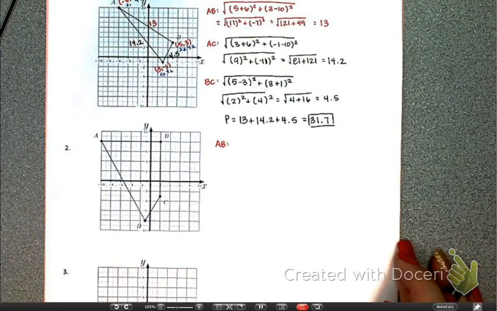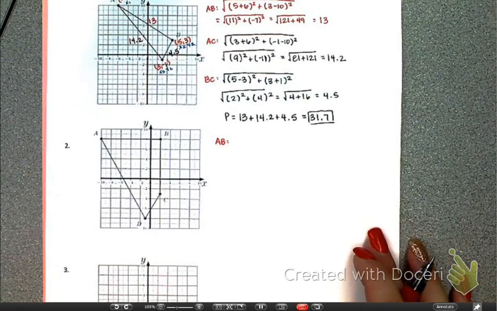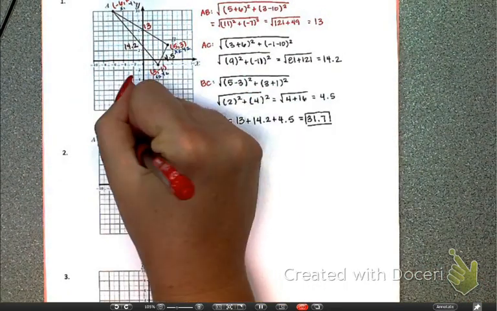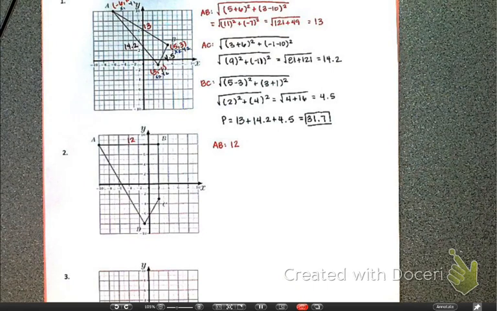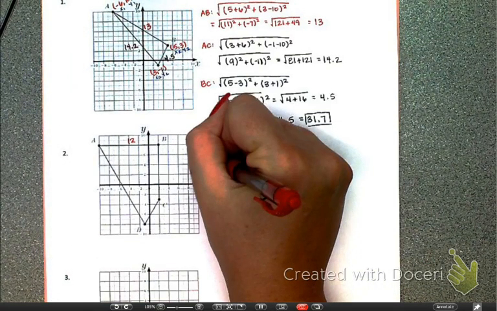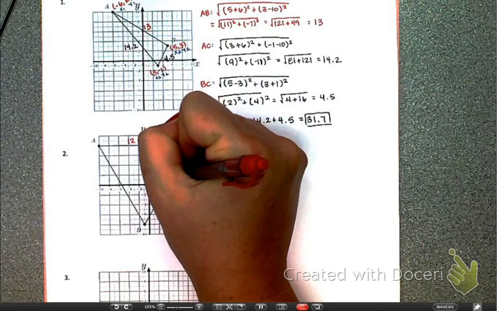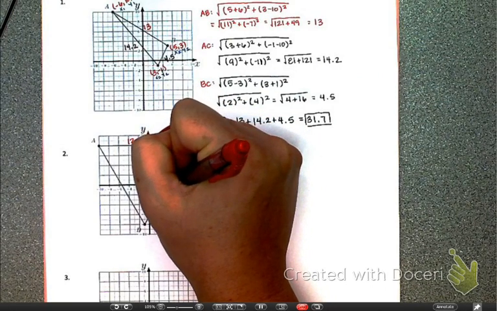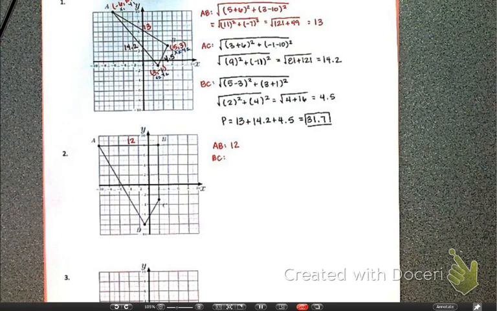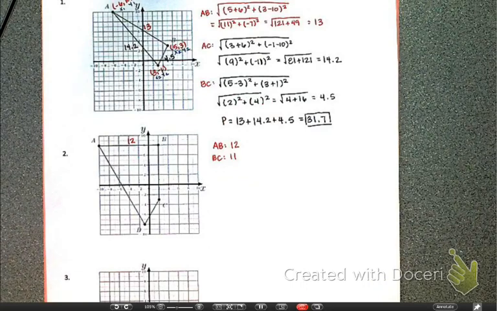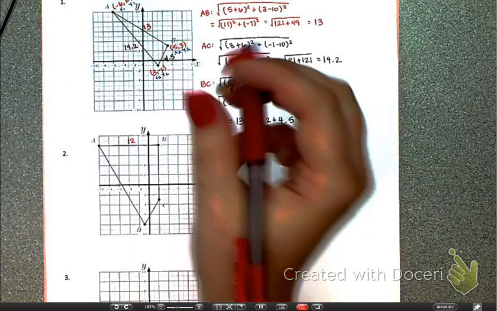Okay, so what'd you get for AB when you counted? 12. Did everybody get 12? If you use the coordinates for A and B and you use the distance formula, you're still going to get 12. But why do all the work if you can count? What about BC? Can we count that one? Did everyone else get 11 for BC? Okay, so BC and AB we don't have to do.